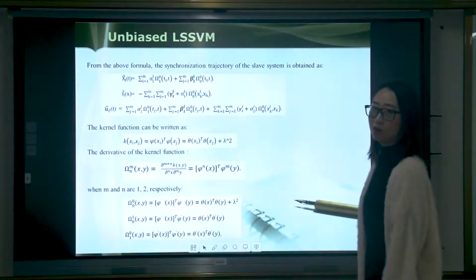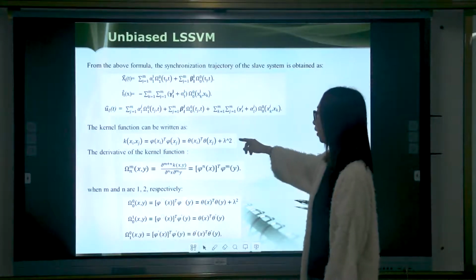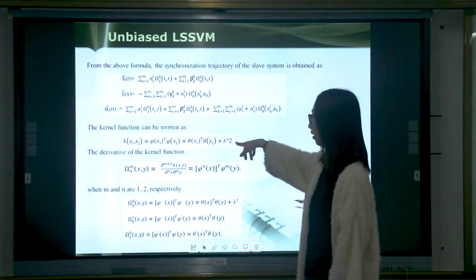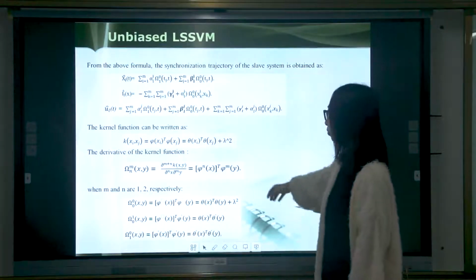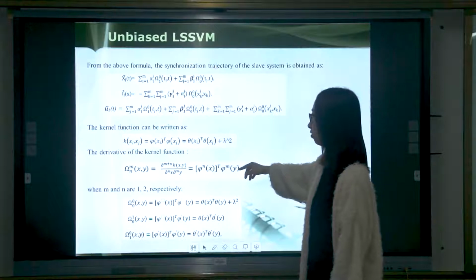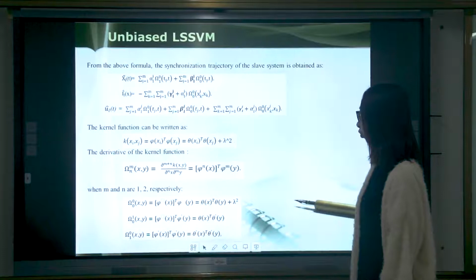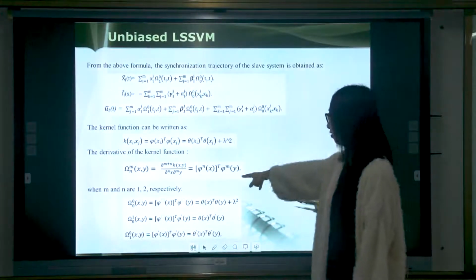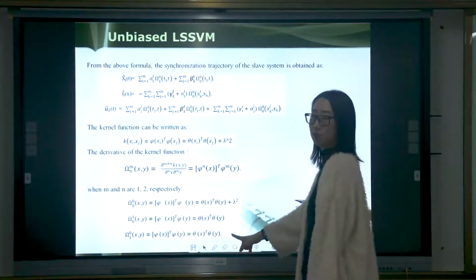But in this algorithm, we have a kernel function. The kernel function we choose is this one, which can be written as this. And we can obtain the kernel function's derivation. So when m and n equal 1 or 2, we can get these three equations.